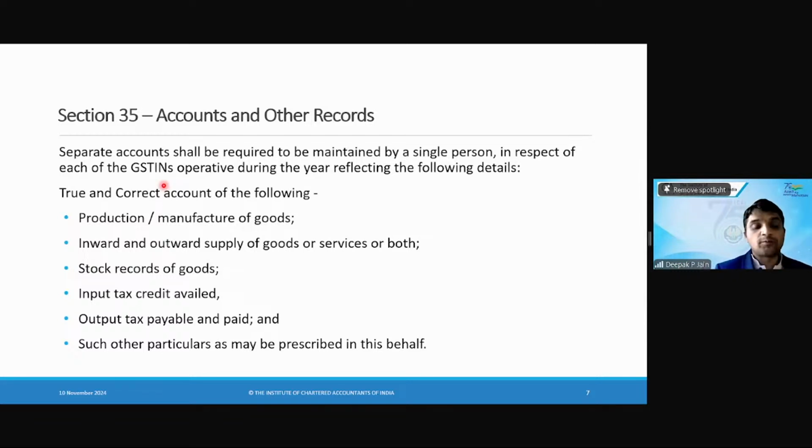Then output tax payable and paid. Whatever is the output tax payable and paid will again be part of section 35, that you have to also maintain how much sales you have made. When they say output tax payable, they have not said only sales. There are other forms of supply we have seen. So combining all those 8 forms, whatever is the output tax payable and paid has to be maintained, and such other particulars as may be prescribed.